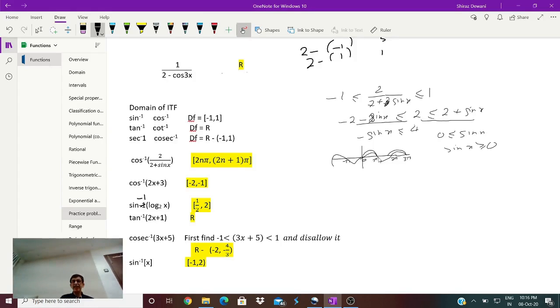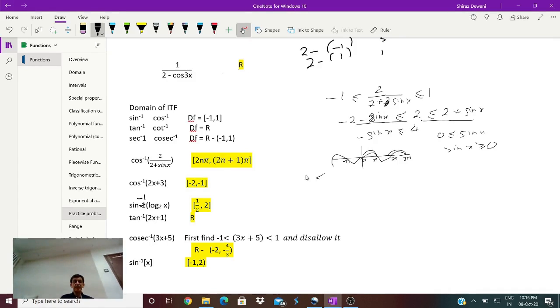So that means from even pi to odd pi it is positive, and the same thing on the other side. So sin x will be positive only between even pi and odd pi, so 2nπ to (2n+1)π. So this would be the domain of x. When x lies between this, sin x will be more than 0, and hence that would be the domain of this. Then coming to the next one, cos inverse of 2x plus 3.